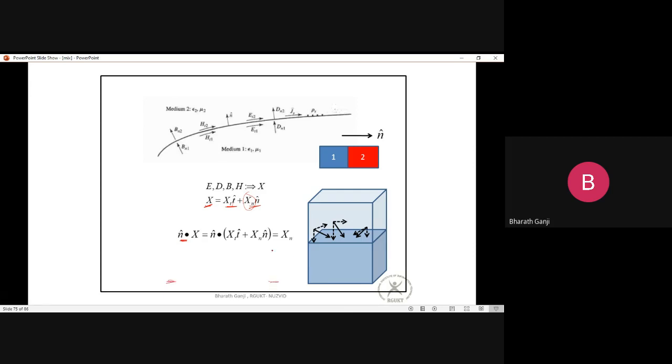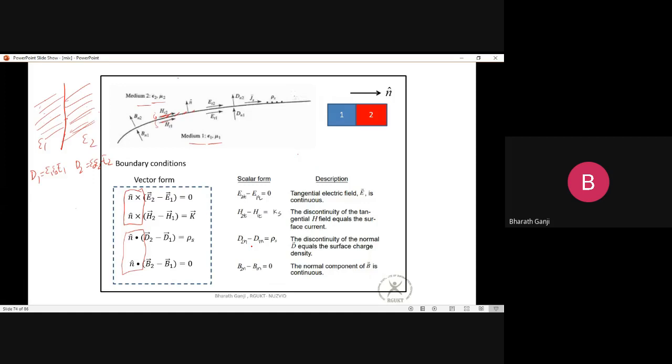So that is why, in your previous formulas, wherever you had to write tangential components in vector format, you see n cross of E2 minus E1, whereas when you have the equations in normal format, you see n dot of D1 minus D2.